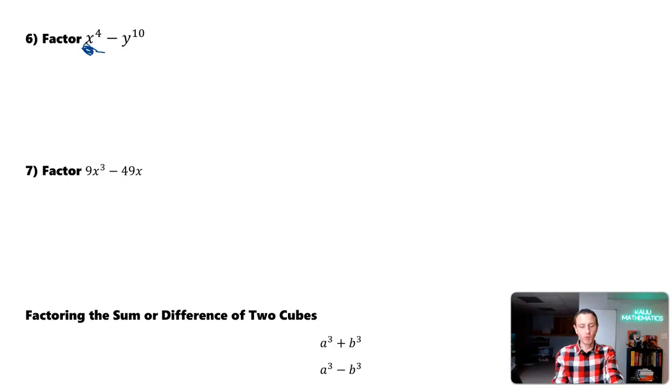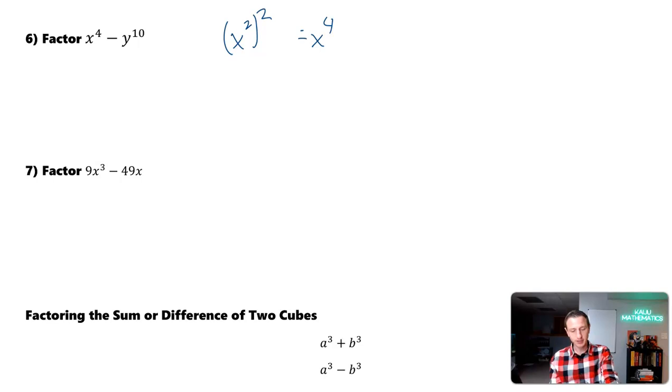Think about what squared would get me x to the fourth. So x to what power squared would get me back to x to the fourth? Well, what operation do I perform with this exponent here and this exponent? I multiply. So this would have to be x to the second to give me x to the fourth.